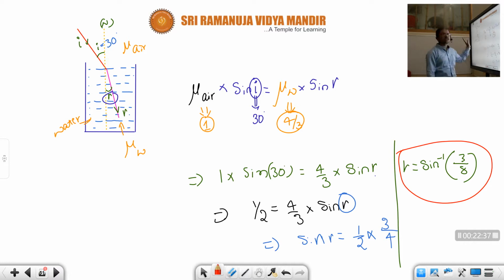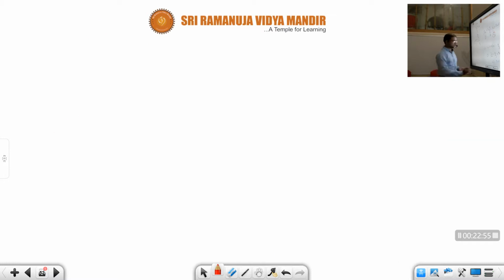Children, in this particular example, I found R. In some problems, we need to get I also. Sometimes we need to find the refractive index. We can't guess what the value could be. Suppose, see, children, another example I am taking. Let us consider mu air and mu of some random medium, mu suffix m.